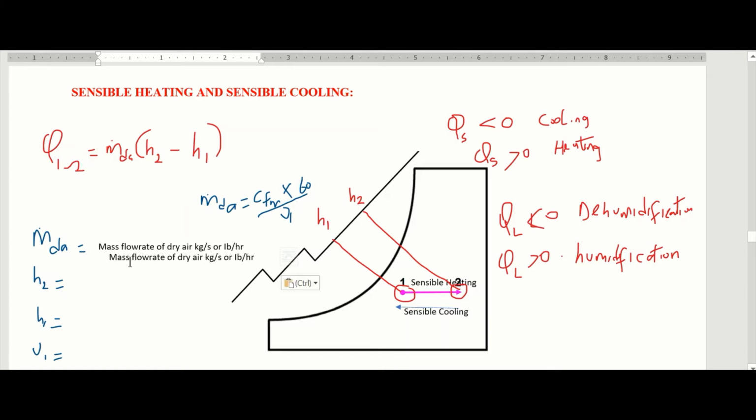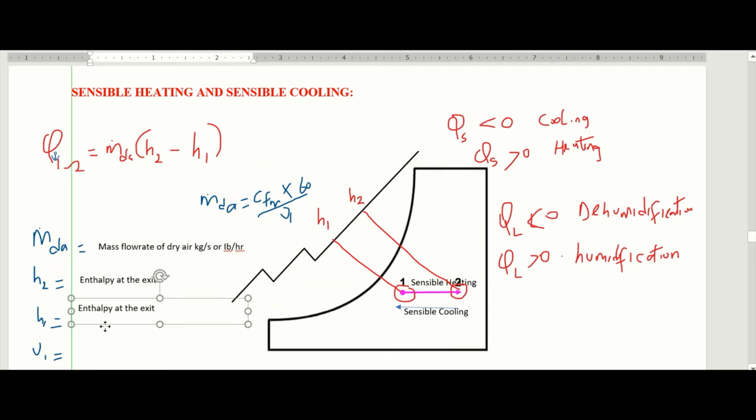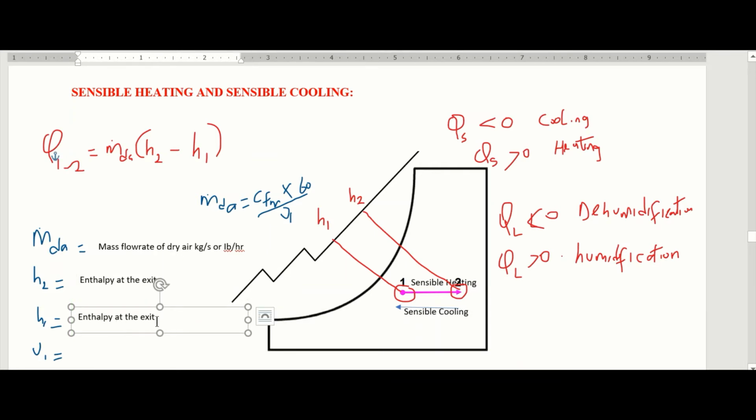For the H2, our H2 is the entropy at the exit. You can find the unit on the chart, which is BTU per pound of dry air. So our H1 is the entropy at the inlet. You can say at the entrance, at the inlet.